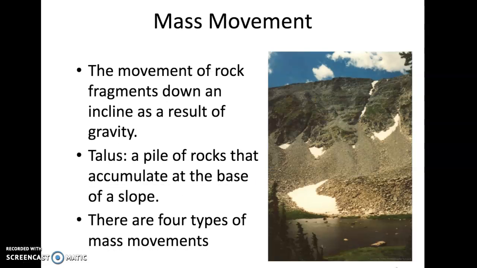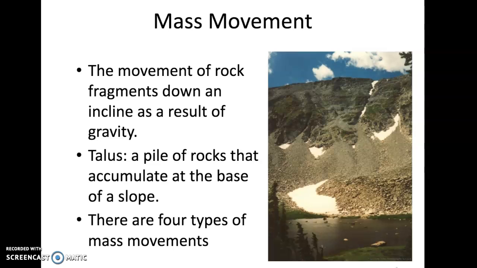Mass movement, before we get into too much of our products of erosion. Mass movement, as the name suggests, is the movement of rock fragments down an incline as a result of gravity. We are going to study 4 types of mass movement today. They're all in your notes. We've got pictures of them. We'll describe them, and just a vocab word to introduce you to: talus, which is a pile of rocks that accumulate at the base of a slope. Let's look at those 4 types of mass movement.